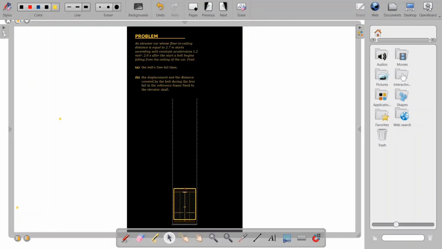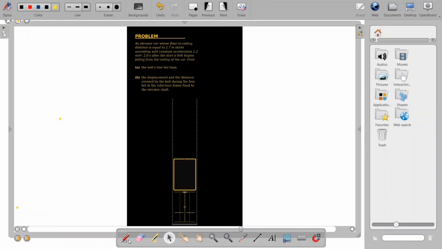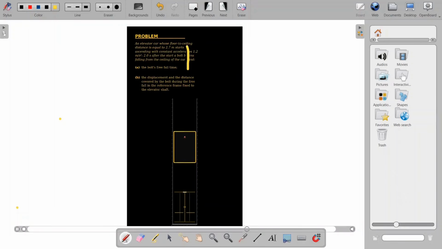Imagine you are standing inside an elevator that has just started moving upward. Now, 2 seconds after the elevator begins its upward motion, a small bolt suddenly falls from the ceiling. Here is the interesting part. The elevator is accelerating upward, but the bolt, once released, is in free fall under gravity. So, how will the bolt appear to move to an observer standing outside the elevator?